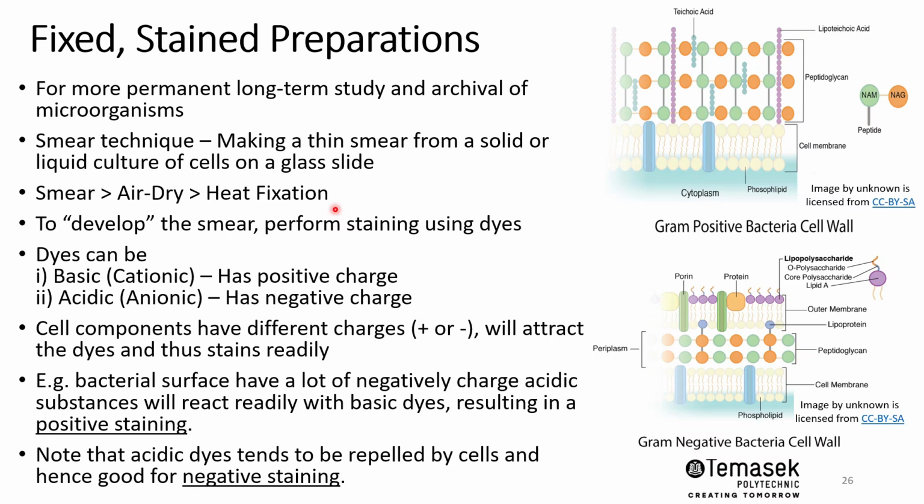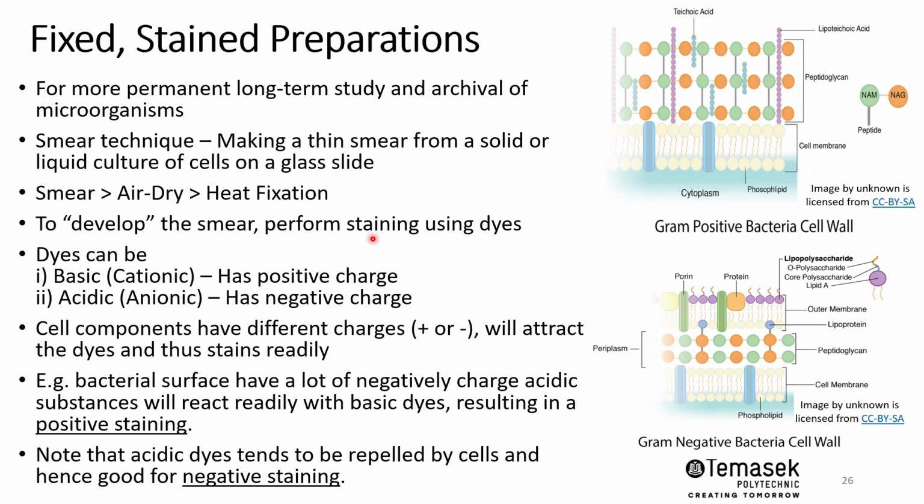Heat fixation can be done using a flame from the Bunsen burner, for example, or sometimes fixation can also be done with alcohol or formalin, chemicals that can kill the specimen and adhere them to the glass slide. Similar to a photograph, where we still need to develop the photograph, to develop the smear, we perform staining using dyes.